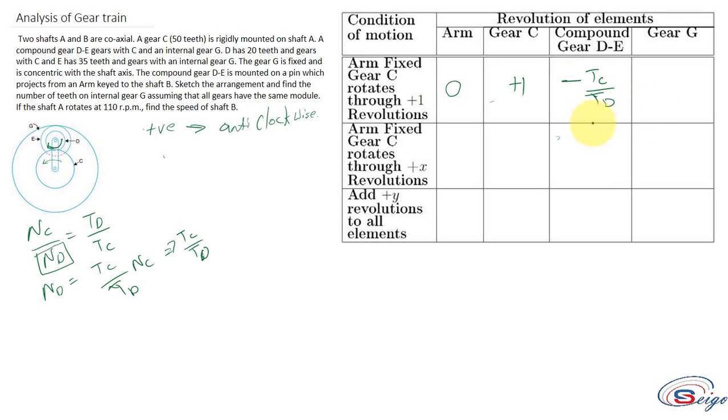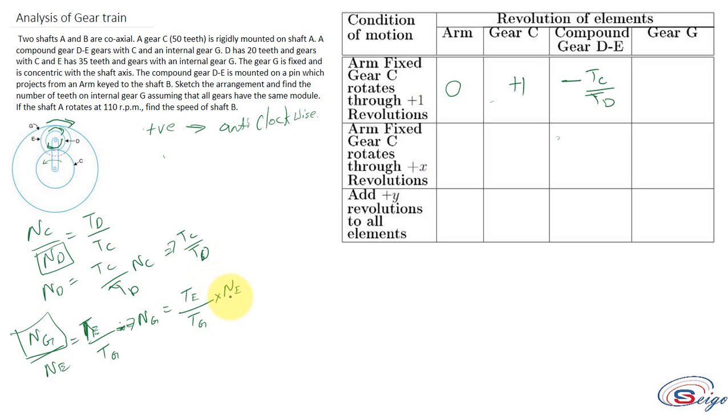Okay, so next is gear G. Gear G is in mesh with the gear E. You can see that D is rotating in a clockwise direction, so E will also be rotating in a clockwise direction. Since G is an internal gear, it will also rotate in a clockwise direction. Here E and G are in mesh, so NG by NE is equal to TE divided by TG, which implies NG is equal to TE divided by TG into NE.